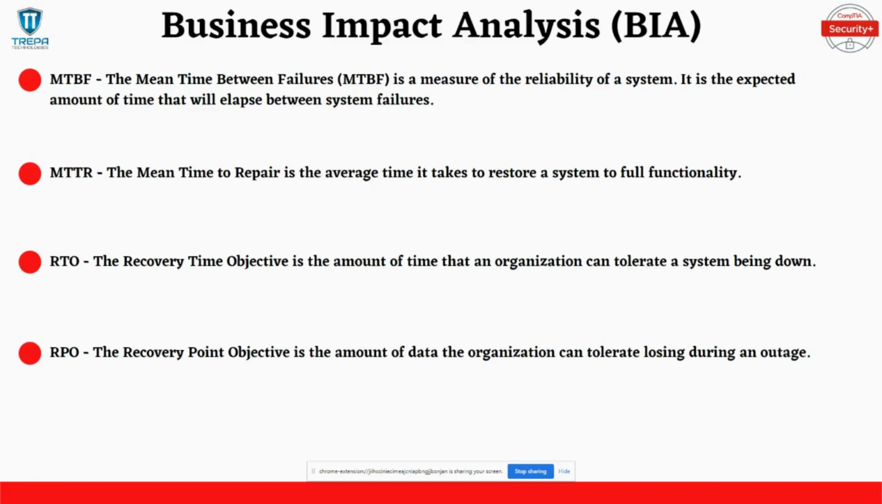The RTO is the recovery time objective. This is the amount of time that an organization can tolerate a system being down. If a single system brings down your enterprise, the RTO is low. We want systems with a high RTO. Then the RPO is the recovery point objective, and it is the amount of data the organization can tolerate losing during an outage.